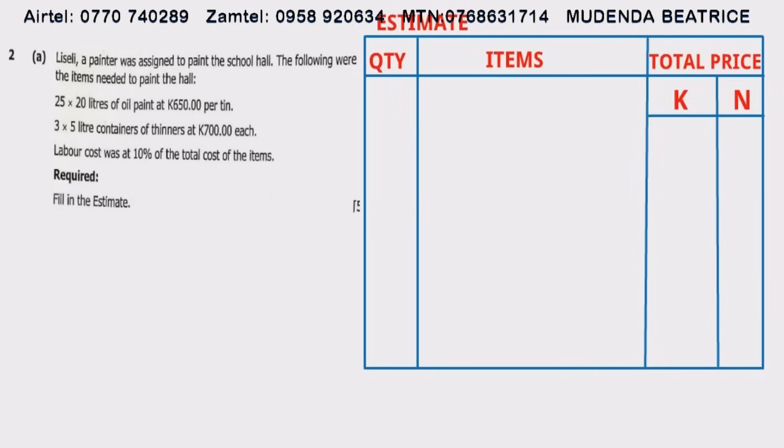Okay, then I'll write on top: estimate, then quantity in the first column, items in the second column, total price, then I've got the kwacha sign there. Okay, so the first item to be recorded in this estimate is 25 by 20 liters of oil paint at 650 kwacha per tin.